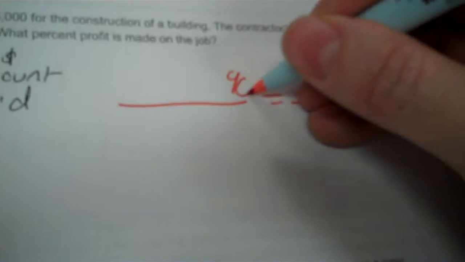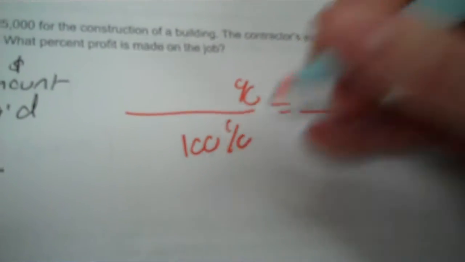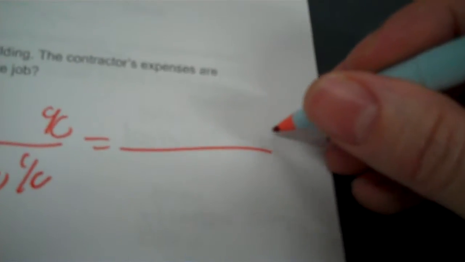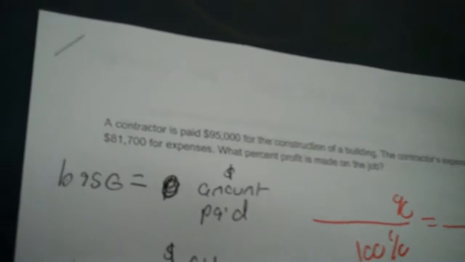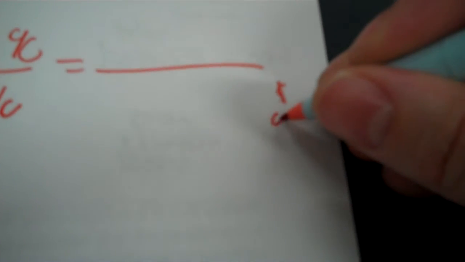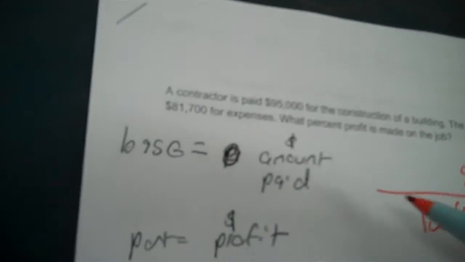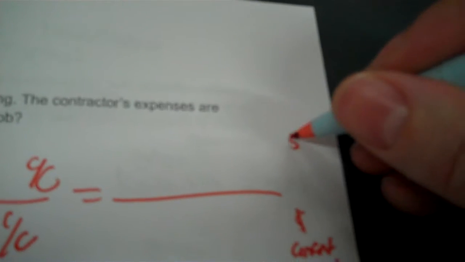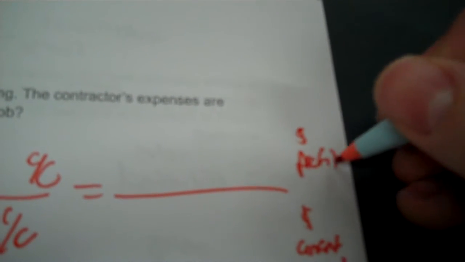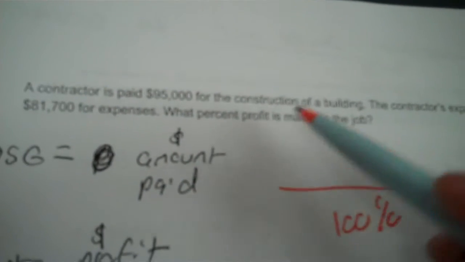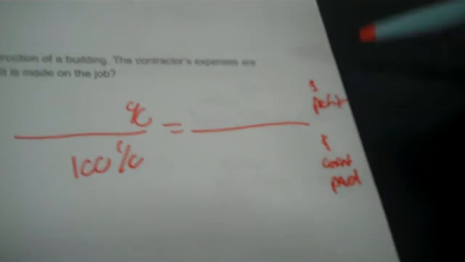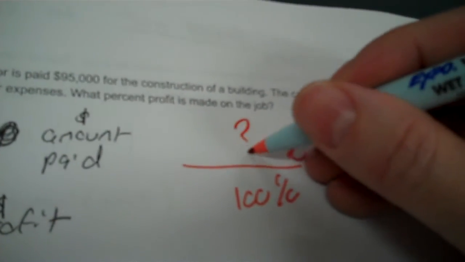So you go to your ratio. So it's percent over 100%, but instead of is over of, you've got to go part over base. The base is the amount paid. Now, I helped you out on this video. The base is the amount you're paid. The part is your profit. What we're trying to figure out is a percent profit, so that matches up with profit, and that's the amount paid. So question mark for that.